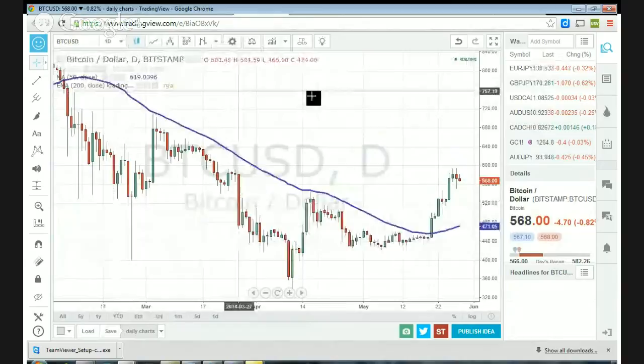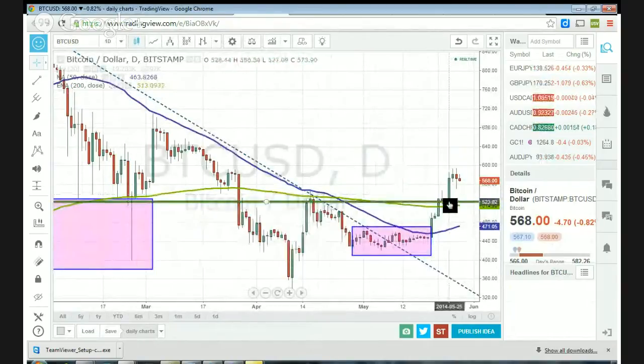Okay, so we had that big breakout, and I got long right here. We had, or no, I got long right here, and we had that breakout. And now it looks like we might be retracing a little bit. We are above the 200 exponential moving average, a 50 simple moving average, so that's reassuring.